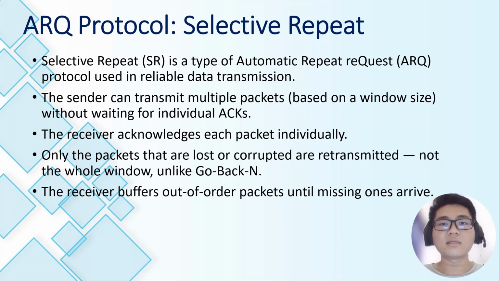ARQ protocol, selective repeat. Selective repeat is a type of automatic repeat request protocol used in reliable data transmission. The sender can transmit multiple packets based on a window size without waiting for individual ACKs. The receiver acknowledges each packet individually. Only the packets that are lost or corrupted are retransmitted, not the whole window. Unlike go back N, the receiver buffers out of order packets until the missing ones arrive.